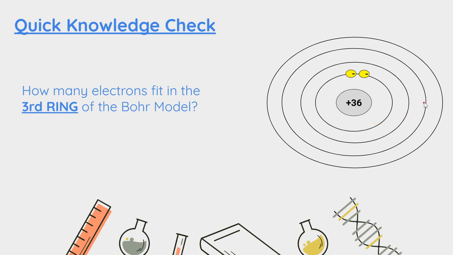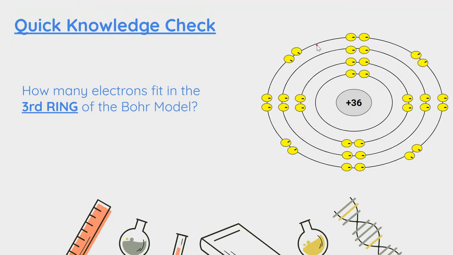I'm going to skip a ring though. How many electrons can fit in our third ring of the Bohr model? I'm skipping the second. How many electrons can fit in the third ring? The third ring can hold a maximum of 8. Just so we fill in our model, I'm not going to ask about the second ring, but it can also hold 8. And the fourth ring can hold 18.